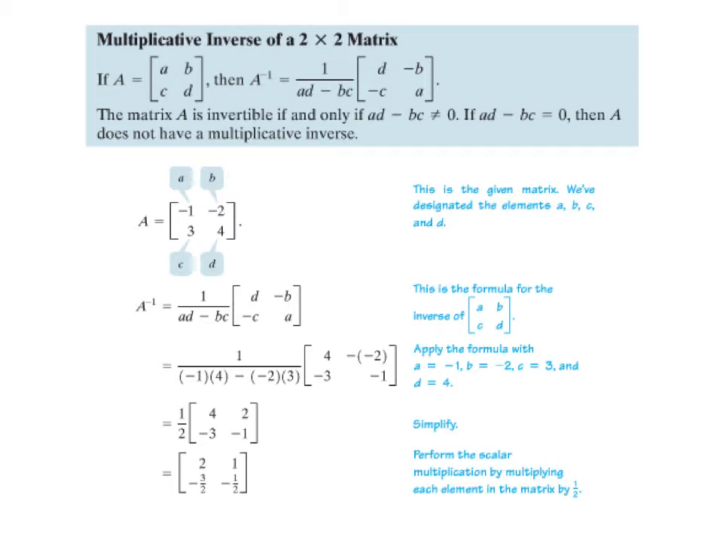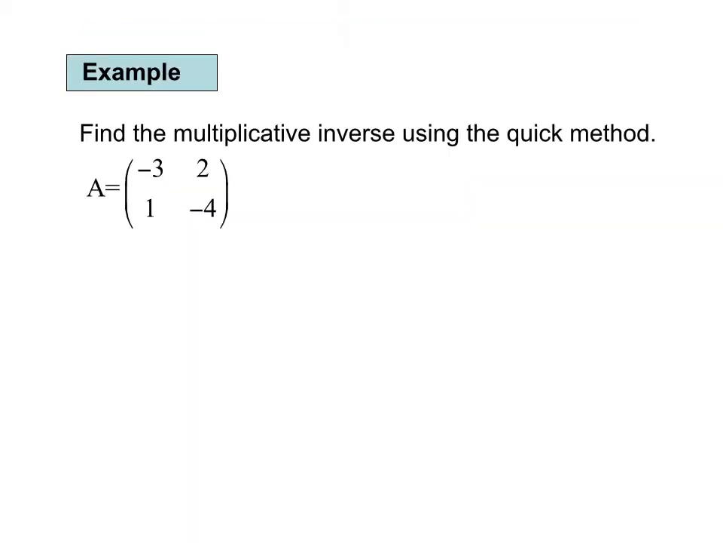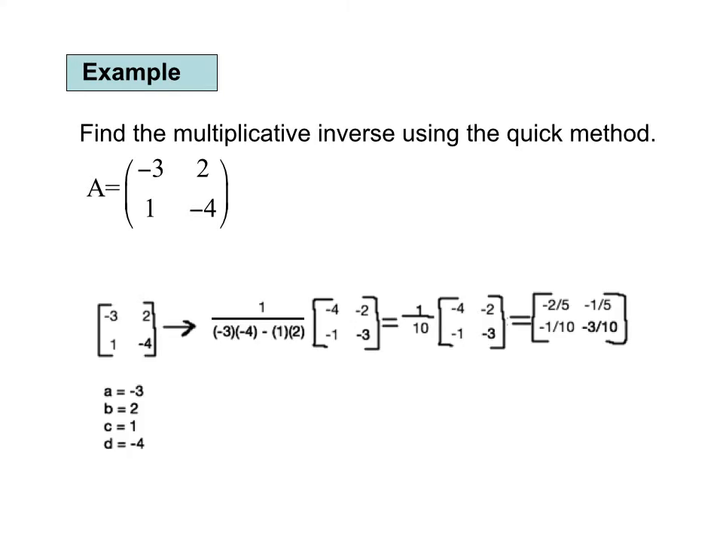If we were to perform the multiplication of A times A inverse and A inverse times A, we would get I2 from it. Okay, so let's perform another example. If we're given the matrix -3, 2, 1, -4, let's find its inverse using that quick method that we discussed in the previous slide. Now, first find the scalar.